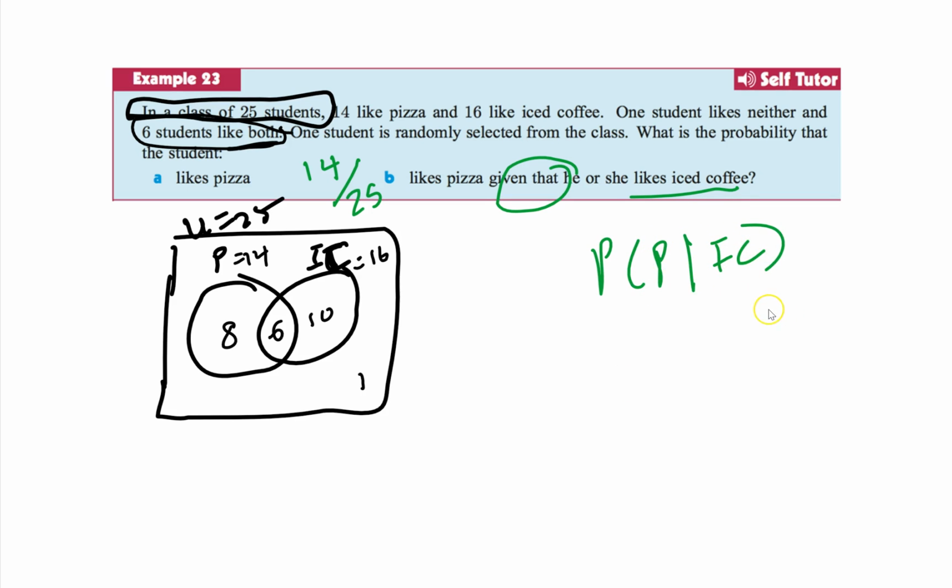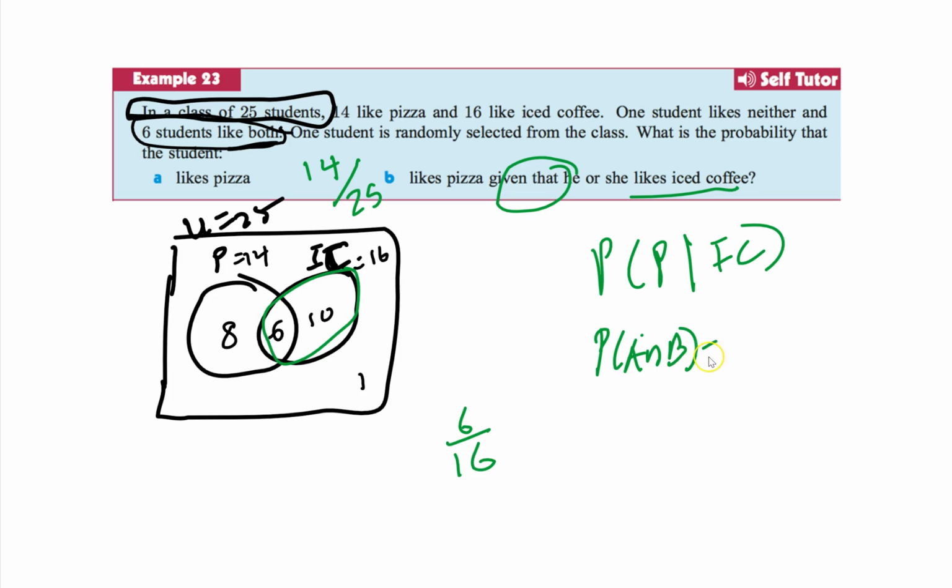Right? So again, two ways to do it. One way is you know you like iced coffee, so this is your world now. So 16. What's the probability of pizza? Well, in this world here, only 6 people like pizza. 6 out of 16. Again, IB, you don't have to reduce it. If you're using the formula, just use the formula. So it'll be probability. I'll just write the formula down so you can see it.